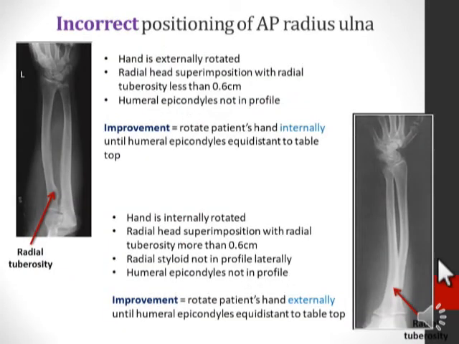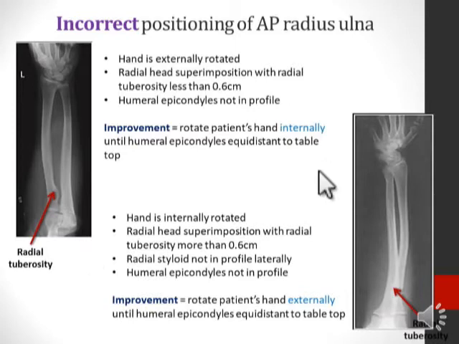So next is the incorrect positioning of AP radius ulna. For this radiograph, the hand is externally rotated because you can see that radial head superimposition with radial tuberosity is less than 0.6 cm, and the humeral epicondyles are also not seen in profile. So the improvement for this radiograph is to rotate the patient's hand internally until humeral epicondyles are equidistant to the tabletop.